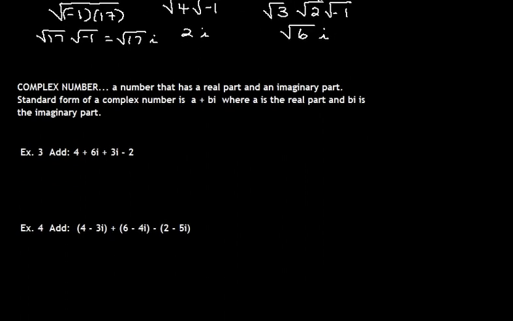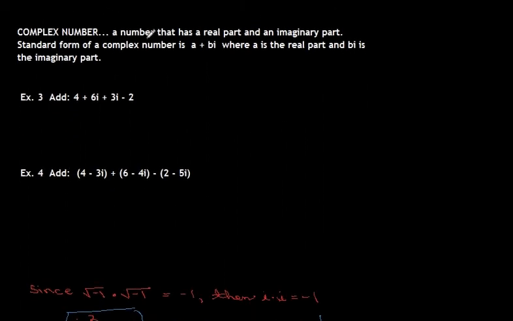Let's move on to complex numbers. A complex number is a number that has a real part and an imaginary part. This is our standard form. When they tell you to write it as a complex number, you need to have an a part and a b part, where the a is the real part and bi is the imaginary part. So it might look like something like this, 2 plus 3i. That would be a complex number. If it asked you to write it as a complex number and you didn't have an imaginary part, you would write 2 plus 0i.